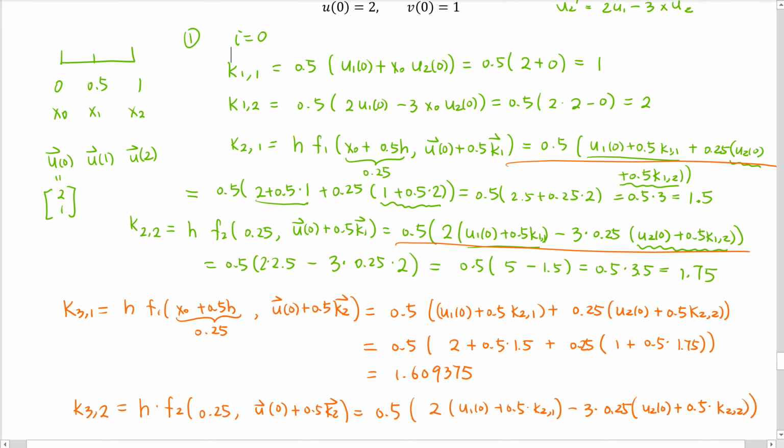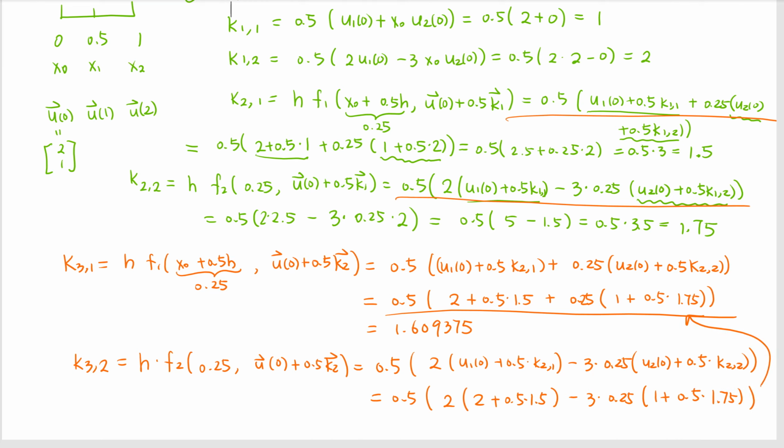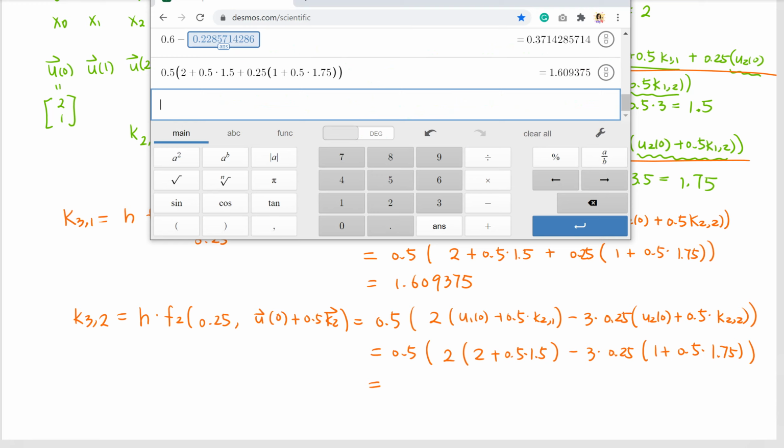Okay, and what is that number? It's very similar to what we had before, but we just changed something. So 2 times, this is 2 plus 0.5 times 1.5, minus 3 times 0.25, and this is 1 plus 0.5 times 1.75. See, I just copied down here, but changed some numbers. Okay, so far so good. Let's plug this in our calculator. I'm going to copy the last line and just change some numbers.